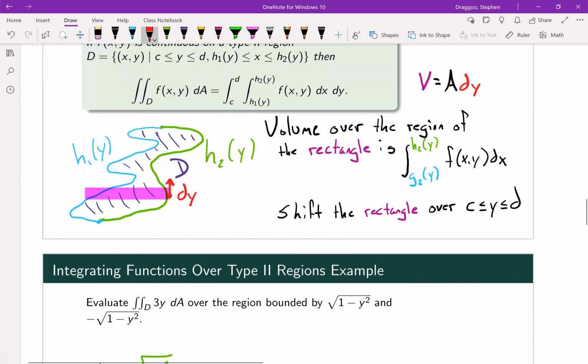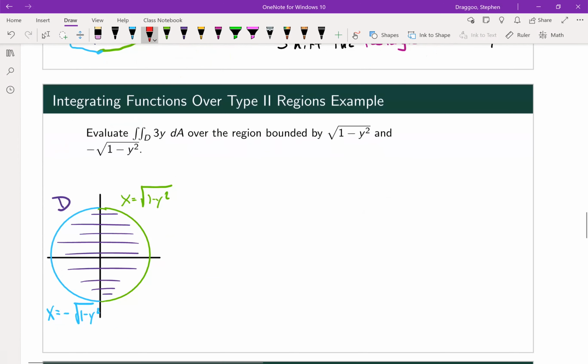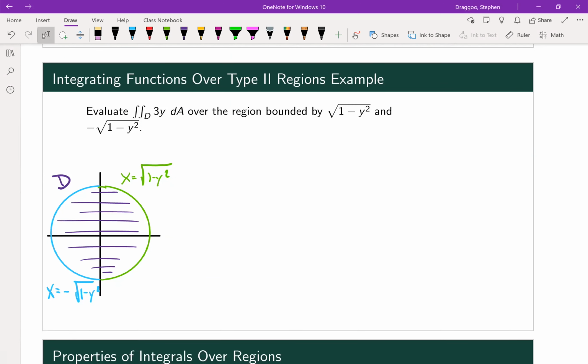But let's apply that to an example. This time we're going to evaluate the double integral of 3y over the region bounded by the square root of 1 minus y squared and the negative square root of 1 minus y squared. Hopefully you recognize that as a circle of radius 1, just split into two functions of y. So we have a right function and a left function. On the right, we have x equals the positive square root of 1 minus y squared, and on the left, we'll have x equals negative the square root of 1 minus y squared.